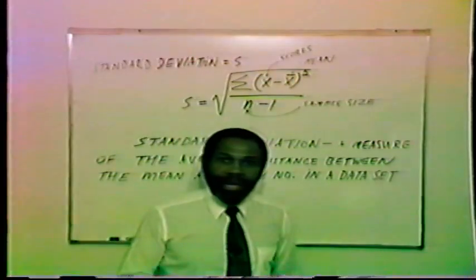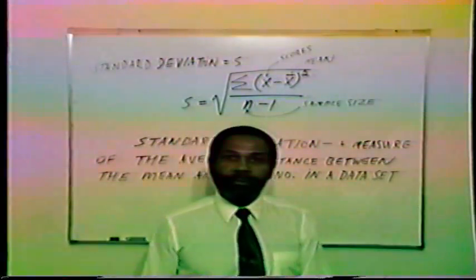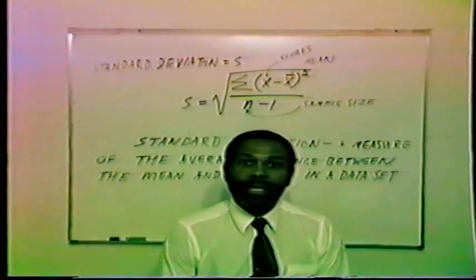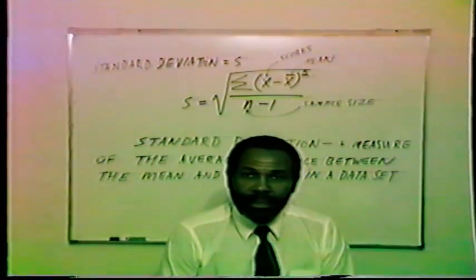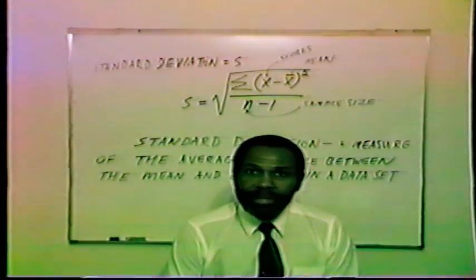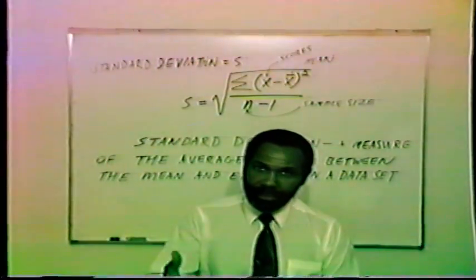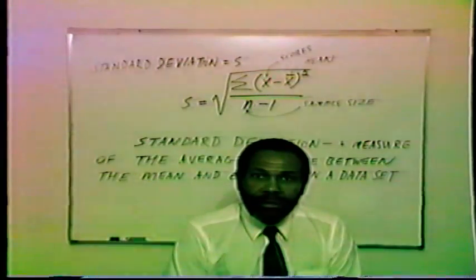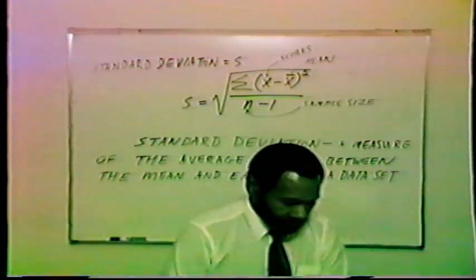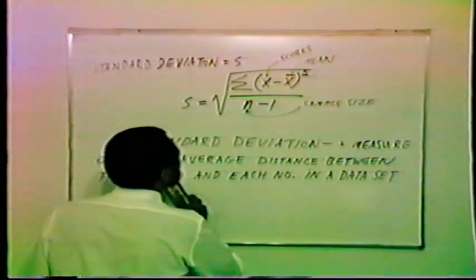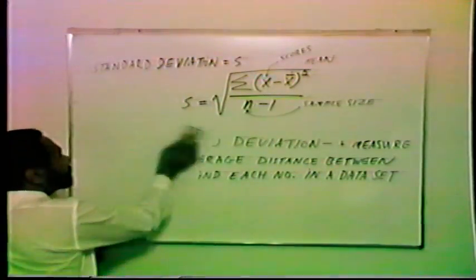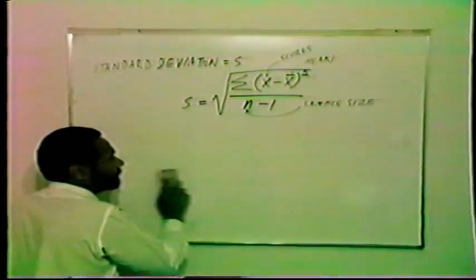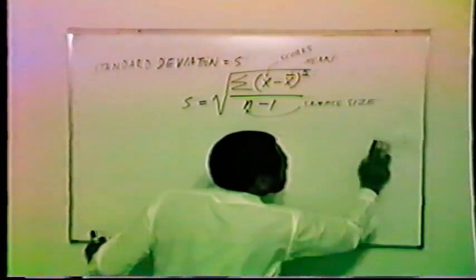Now, when you're finding the standard deviation, the best way to find it is to make a table. In that table, basically you look at your formula in order to compose your table to find the standard deviation. So let's see if we can make a table and do an example of finding the standard deviation.